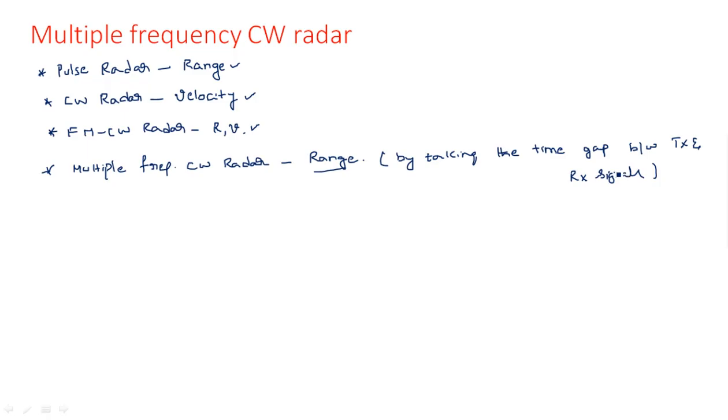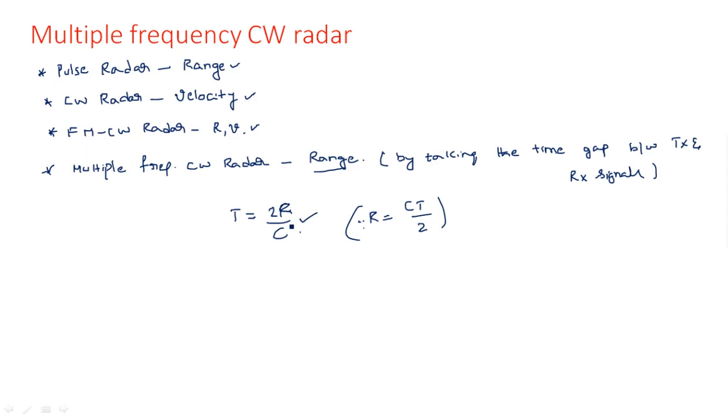Okay, so here the problem of CW radar is that it is not considering the time gap between the transmitted and received signals. So if we take the time gap between transmitted and received signals, T is nothing but 2R by C. Already we know R is equal to CT by 2. So we can write T is equal to 2R by C.